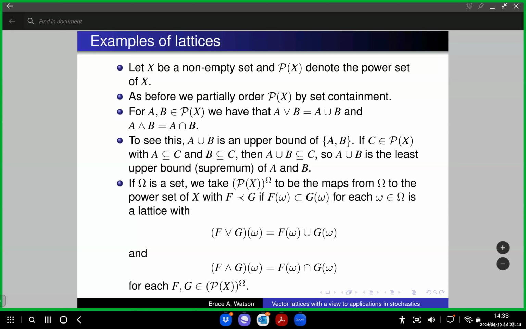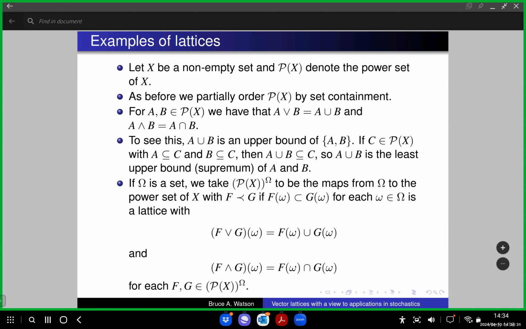And next, if we have a set C from the power set of X, in other words, if C is a subset of X, and C contains A and it contains the set B, then it certainly contains A union B. So that tells us that any other upper bound of the pair A, B contains, or is a successor of, A union B, so it's comparable with it. And hence, A union B is the least upper bound, or supremum, of A and B.